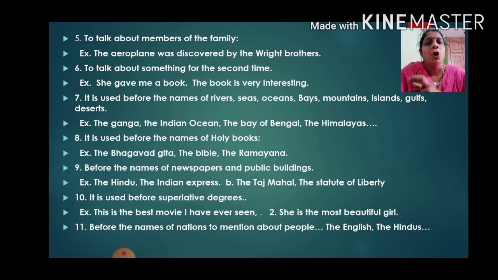Best is a superlative form of the basic adjective good. Good is a positive form. Better is a comparative form. Best is the superlative form. So before superlative degrees, we use the definite article the. One more example. She is the most beautiful girl. So the most is the superlative form. That's why we use the definite article the. Next one. Before the names of nations to mention about people. The English people, the Hindus, the Christians, the Chinese.